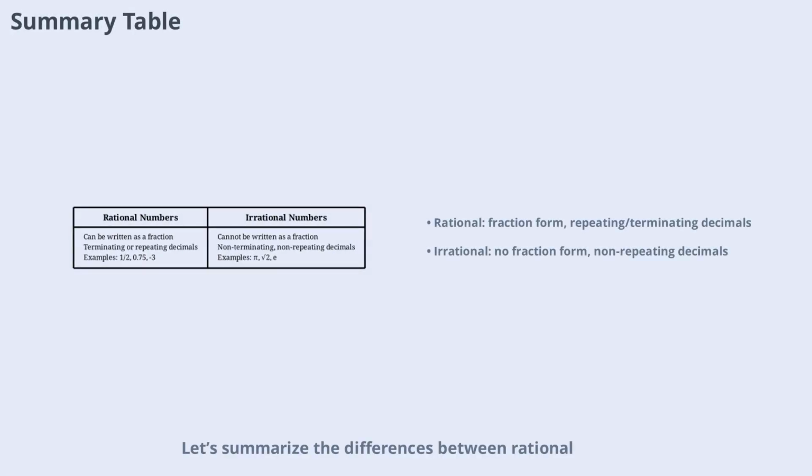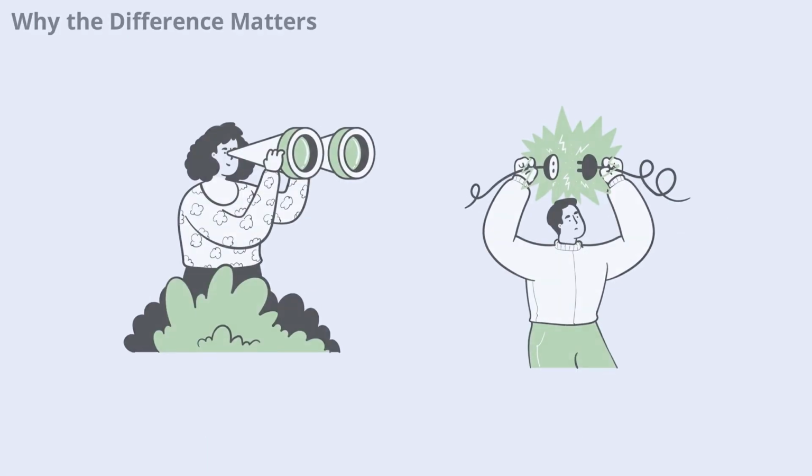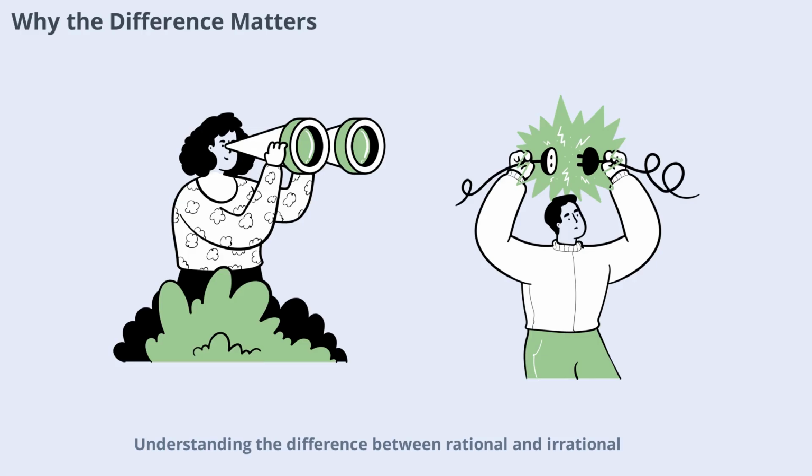Let's summarize the differences between rational and irrational numbers in a simple table. Rational numbers can be written as fractions, have terminating or repeating decimals, and include numbers like 1, 2, and 0.75. Irrational numbers cannot be written as fractions, have non-terminating, non-repeating decimals, and include numbers like pi and the square root of 2. Understanding the difference between rational and irrational numbers is important in mathematics and science. It helps us classify numbers, solve equations, and understand the structure of the real number system. This knowledge is foundational for more advanced math topics.